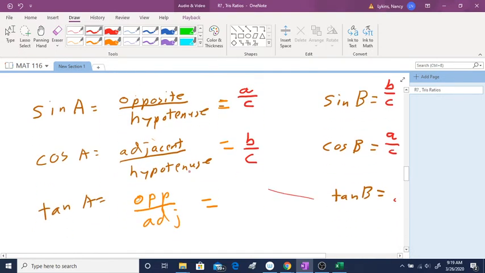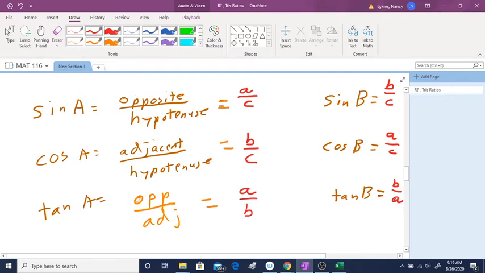And then finally, the tangent of A is the opposite, which is little a, over little b, which is the adjacent. So opposite over adjacent is a over b. Now for the tangent of B, the opposite, if you look at the sine, is b, and for the adjacent, you would look at the cosine, which is a.